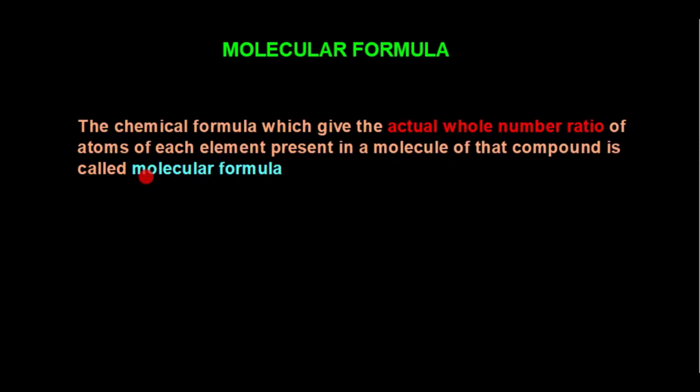We will understand molecular formula with the help of some examples. For example, in a compound hydrogen peroxide, actually 2 hydrogen atoms and 2 oxygen atoms are present in a molecule of hydrogen peroxide. So the actual ratio of hydrogen to oxygen atoms in a molecule of hydrogen peroxide is 2:2. That's why the molecular formula for hydrogen peroxide is H2O2. This is the molecular formula for hydrogen peroxide.